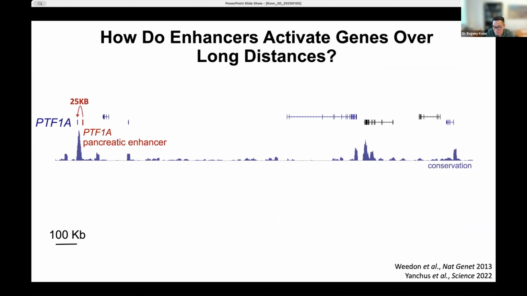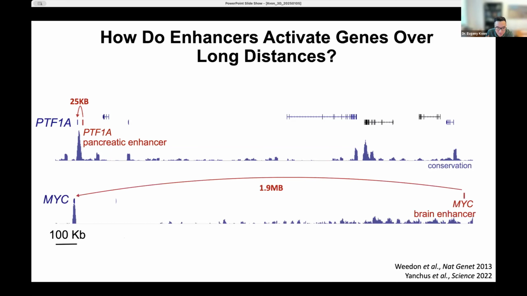The activation can happen just because the enhancer is actually close to the gene, right? But there are some examples of enhancers that are located really far away. And my favorite example is this brain enhancer of MYC that is located almost 2 million base pairs from its target gene MYC, still within the same TAD, right? So how does this work, right?